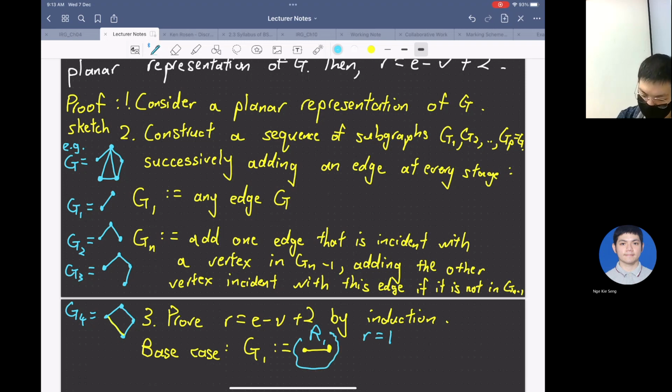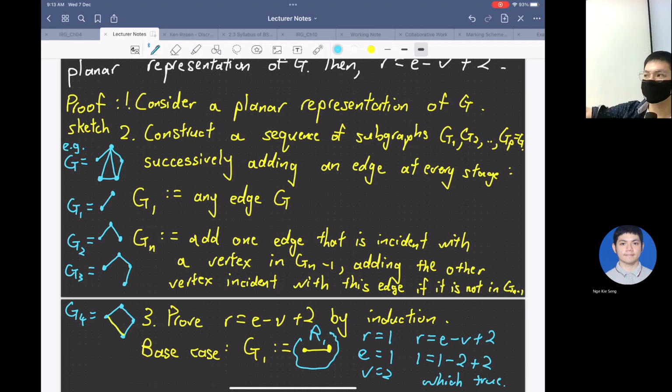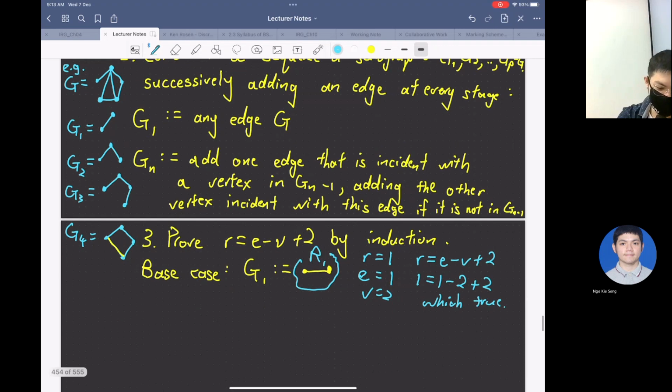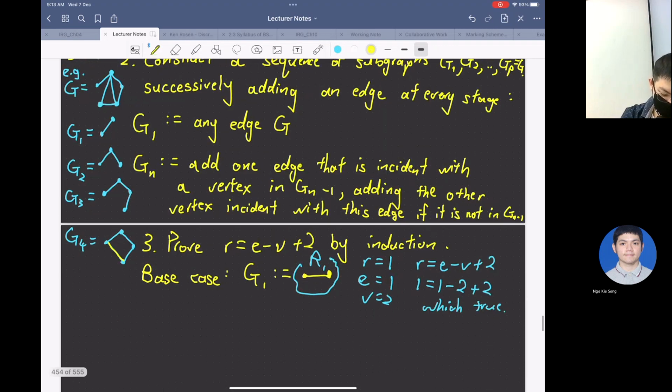So how about E? E is 1. Vertex is 2. So R equals E minus V plus 2: 1 equals 1 minus 2 plus 2, which is true. So for the G1 case, it is true. Base case is true. So let us assume the inductive hypothesis.